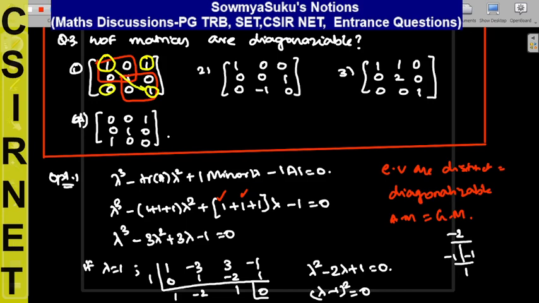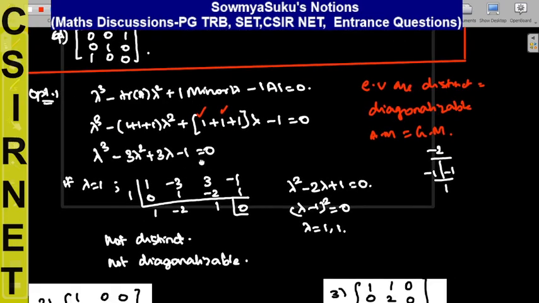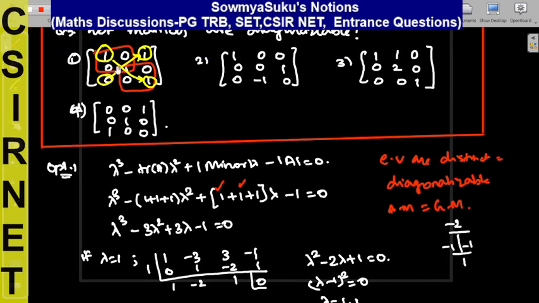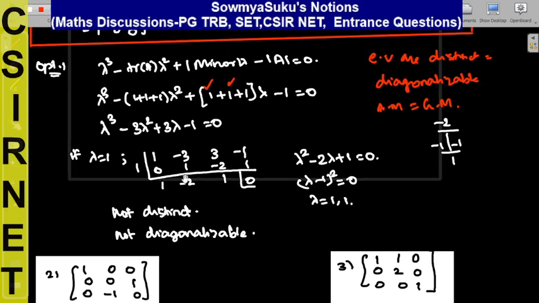So 1 into 1 minus 0, like that. Okay. So that you will get here lambda minus determinant of A is equal to 0. So that lambda cube minus 3 lambda square plus 3 lambda minus 1 equal to 0. So from here I can understand that 1 is the sure eigenvalue. So lambda equal to 1 and use the synthetic division method.